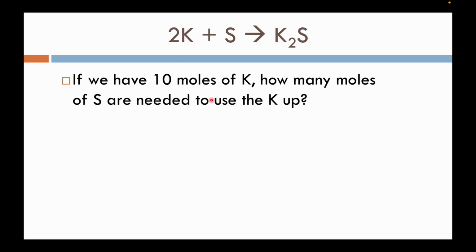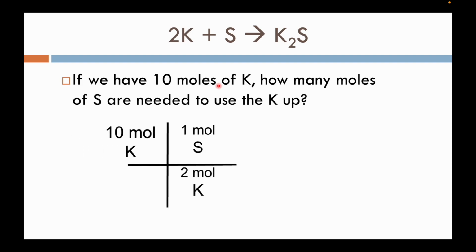Here's another equation. This is a synthesis reaction. If we have 10 moles of K, or potassium, how many moles of S are needed to use the potassium up? So now we're looking at a ratio between the reactants. 2 atoms of this, remember, are used for every 1 atom of this. So we're going to write it like this. 10 moles of potassium are needed to react with a certain amount of moles of sulfur. Now you might be able to do this one in your head, but I just want to show you how you use the method.